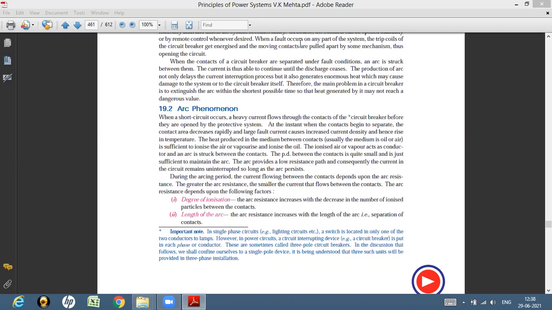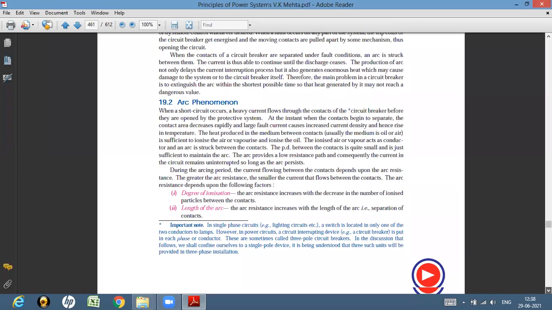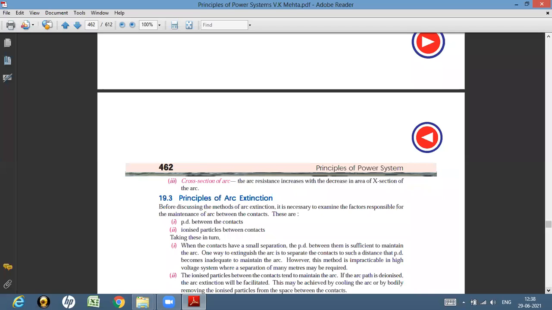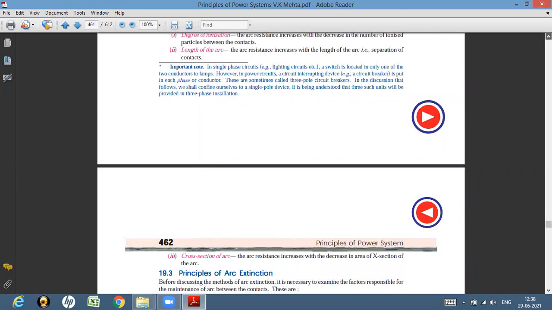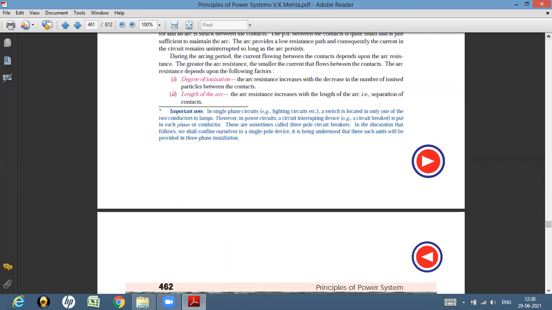The arc resistance depends upon the following main factors. Number one, the degree of ionization. Number two, the length of the arc. And number three, the area of cross section of the arc. When you talk about the degree of ionization, the arc resistance increases with the decrease in the number of ionized particles between the two contacts.